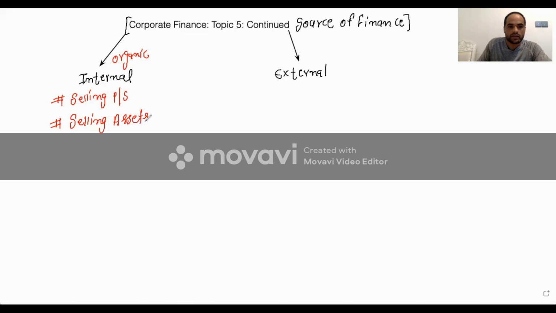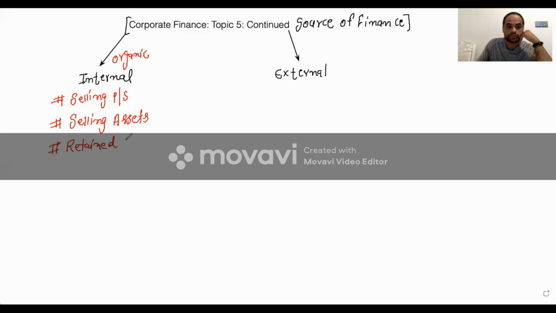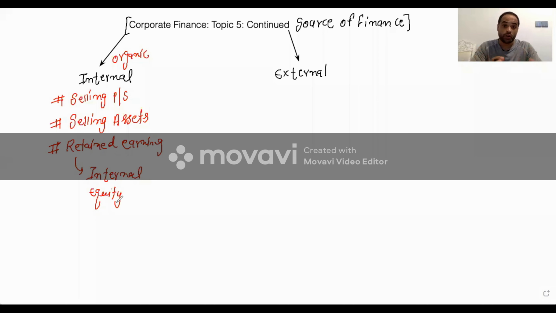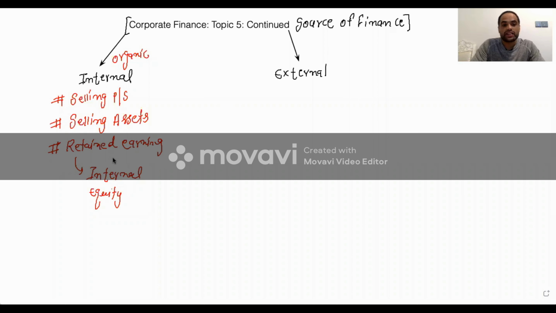Okay. And the third source of finance that we also discussed in the previous session was retained earnings. Another name for retained earnings is internal equity. So instead of giving any dividend to their shareholders, the company holds the dividend and reinvests it back in the company. That's called retained earnings. Whatever money is left in the company after paying all kinds of expenses, that's called retained earnings, right? So these are the internal sources of finance that we discussed.